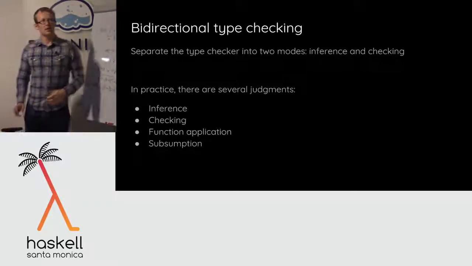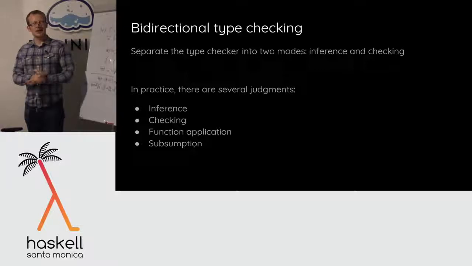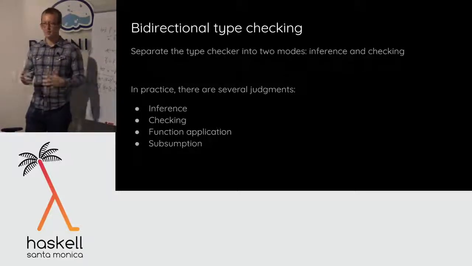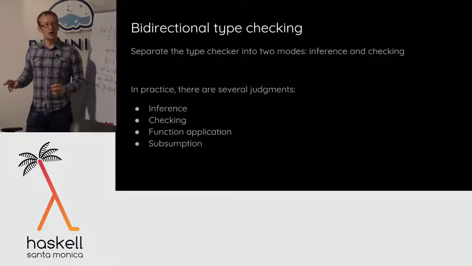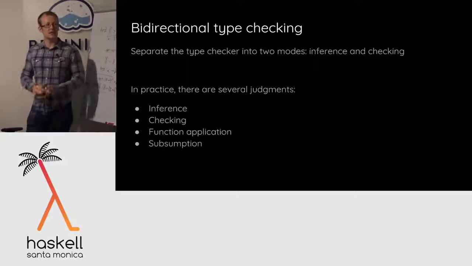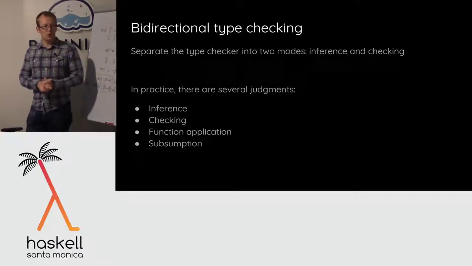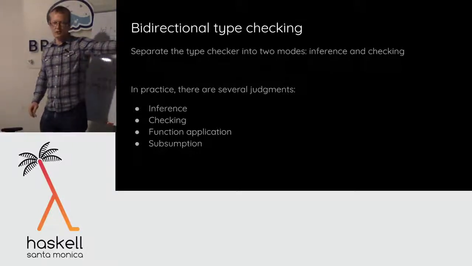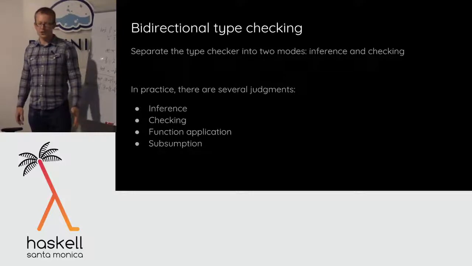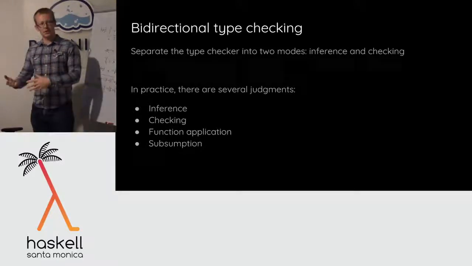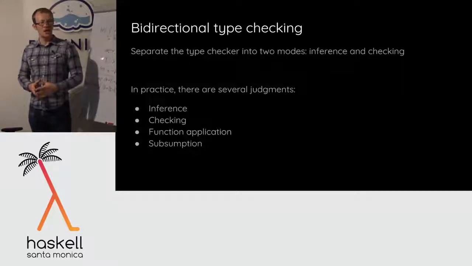So that's the way I think about this thing called bidirectional checking, where the gist is that you split your type checker into two functions, or two judgments, inference and checking. So inference is used when you don't have type annotations, checking is used when you do. In practice, we have a couple more. The function application judgment is used whenever you have a function application, and that is an application of a function to something else. Is that tricky?